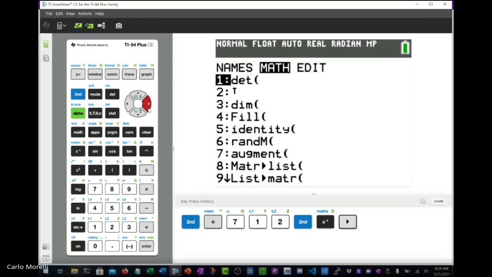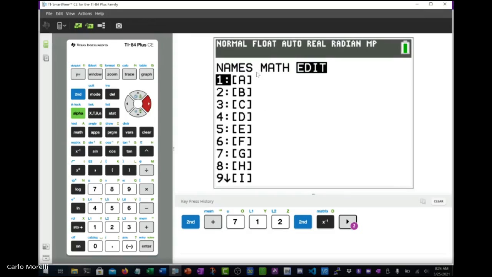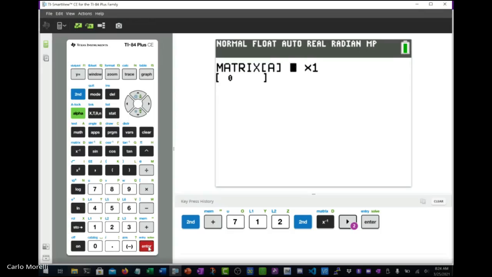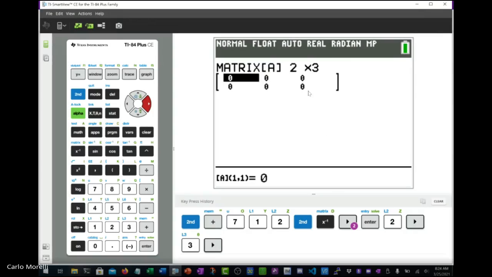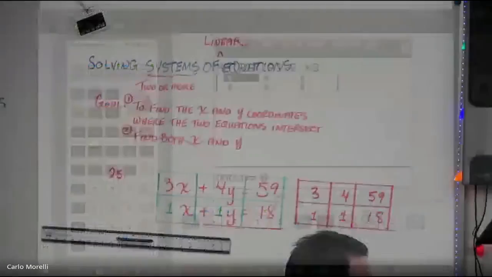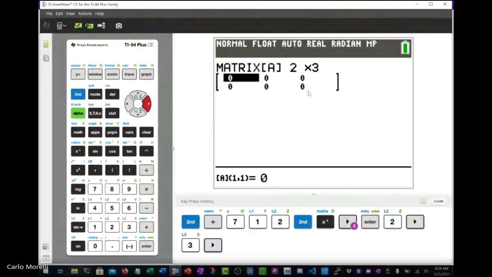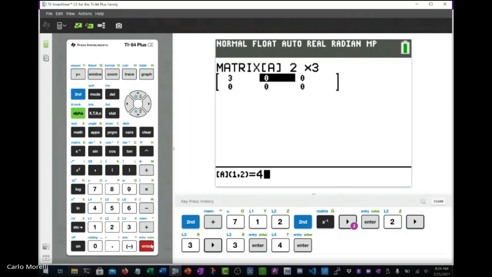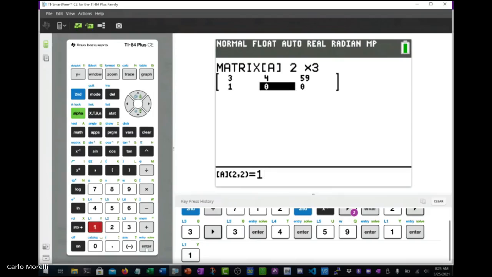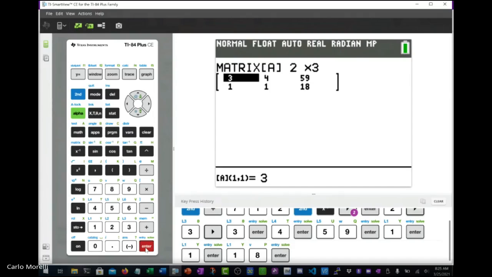Now you need to go over to edit. So you need to right arrow over to edit. And then just hit enter on matrix A. And you have to tell the computer how many rows and how many columns. Matrix goes row by column. So it's two rows and then three columns. Do you see how this looks like the table we made? Now we just got to fill it in. So we're going to type 3, enter, 4, enter, 59, enter. Then we're going to type 1, enter, 1, enter, 18, enter. Let me know when you get that done.